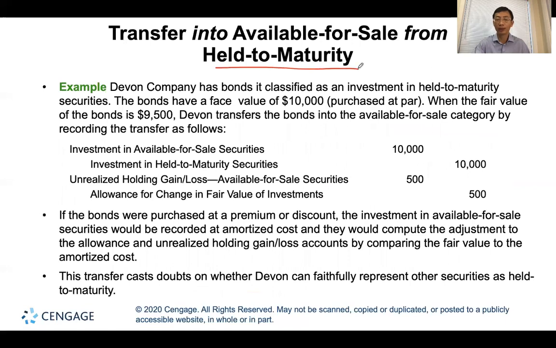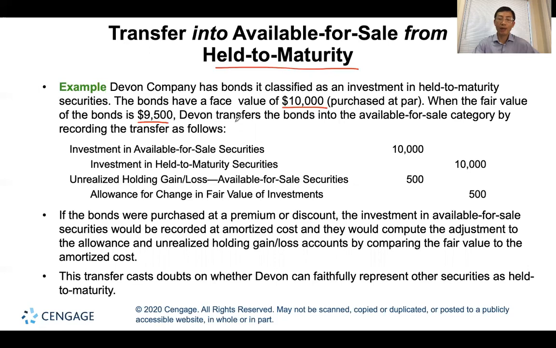You know, held to maturity is unnecessary to disclose the unrealized holding gains or losses, or only disclosed in the footnotes of the financial report. But available for sale security, we will disclose the unrealized holding gains or losses in the comprehensive income in the balance sheet. Okay, so the example is Denford company has bonds classified as held to maturity, and the face value is $10,000, and the fair value is $9,500, and then Denford transfers the bond into available for sale.